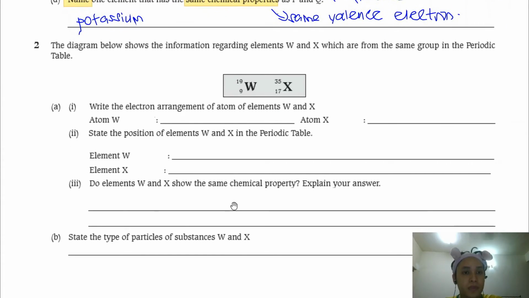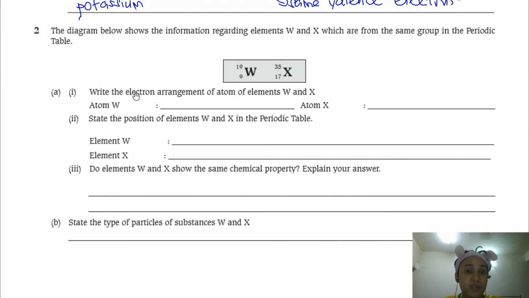Question 2. Write the electron arrangement based on the proton number here. Then state the position, which they always ask in your exam. Let me show you one example. My proton number here is 9, so my electron arrangement will be 2, 7. If I want to know the position, I need to write the group and the period. Group depends on your valence electron. Since this one is 7, remember for 3 to 7 we need to add 10, so it's group 17.